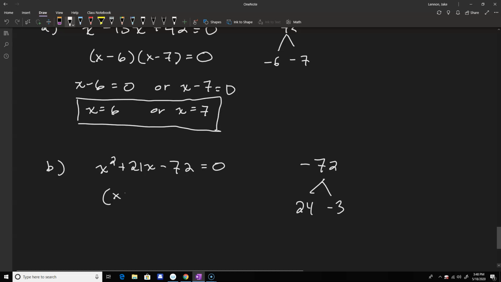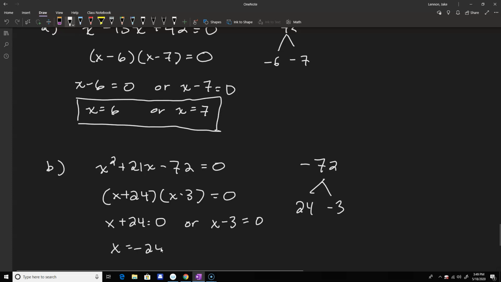So basically this factors into x plus 24 times x minus 3 equals 0. And then solving each equation separately results in your two solutions of negative 24 or positive 3. So sorry, let me clean that up a little bit. So x equals minus 24 or x equals 3. So that is going to be that.